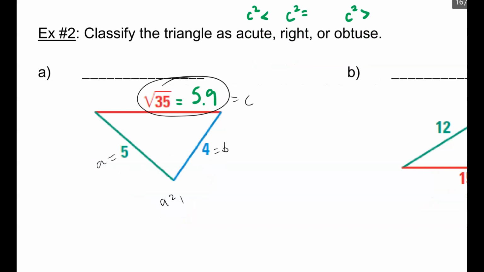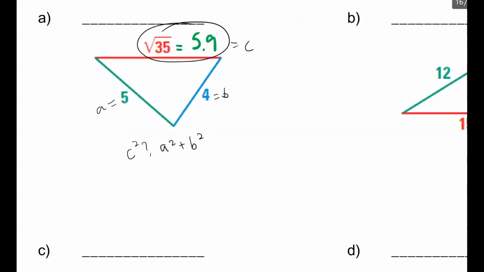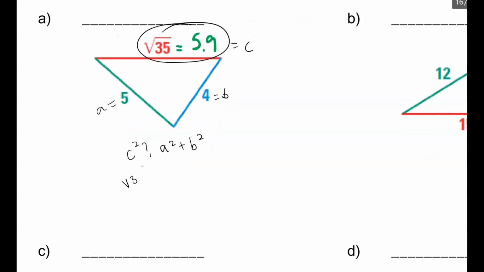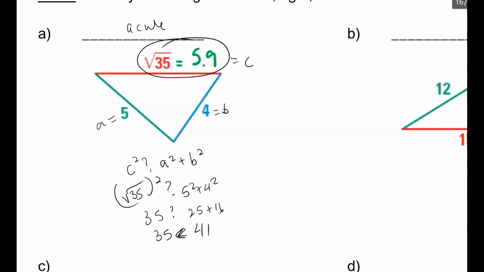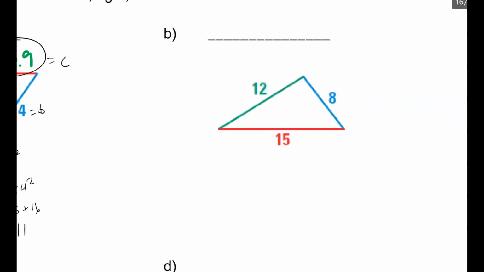And then for the other ones, you can switch around 5 and 4 as a and b. All right, so a squared plus b squared, we don't know. Let me put it over here so this matches the rest of the formula. So we have root 35 squared. We don't know, is it greater than, less than, or equal to 5 squared plus 4 squared? So we get 35 and 25 plus 16. Okay, guess what? 35 is less than 41. Since c squared is less than, this is going to be an acute triangle. Go ahead and pause and try B. I'm going to keep going.